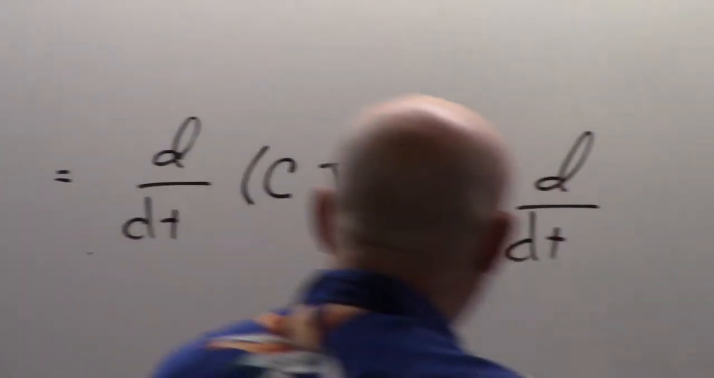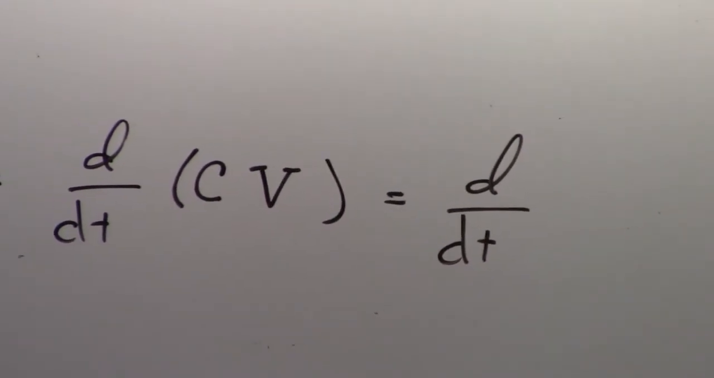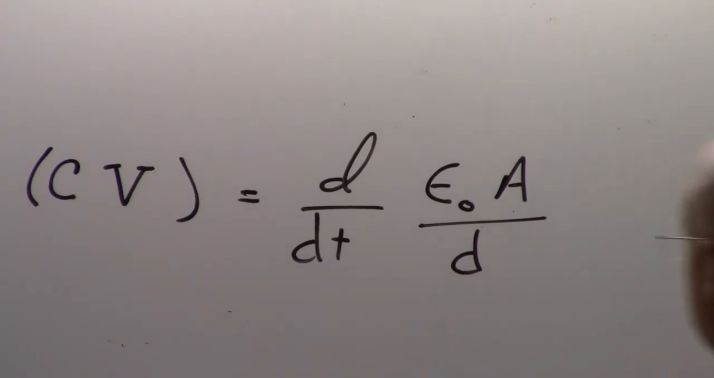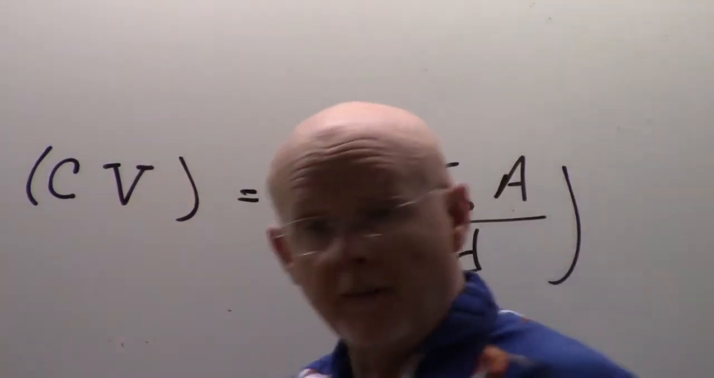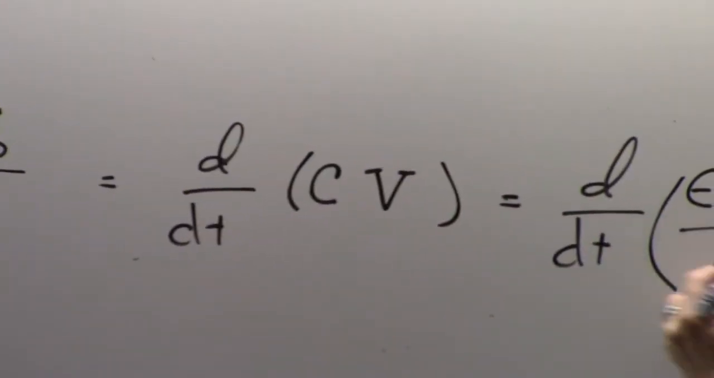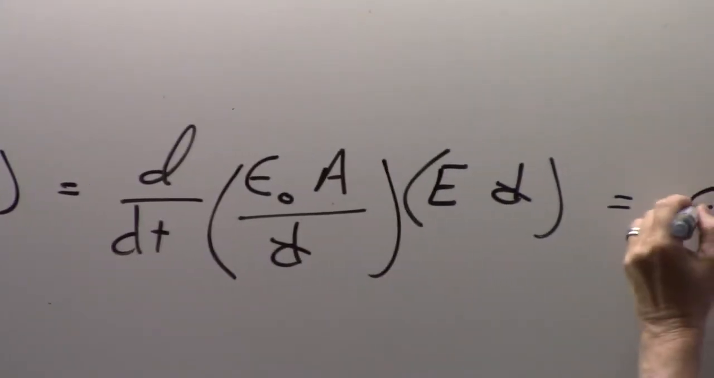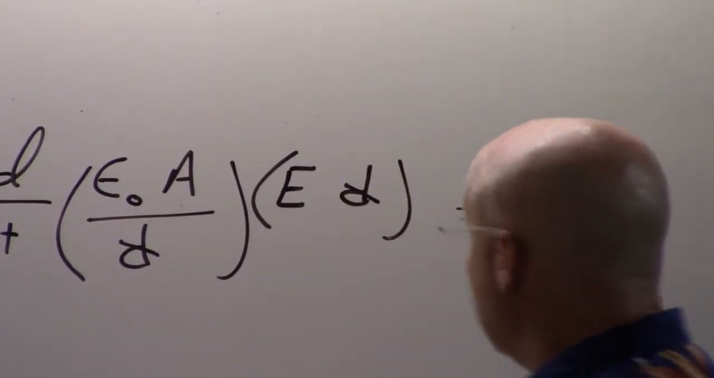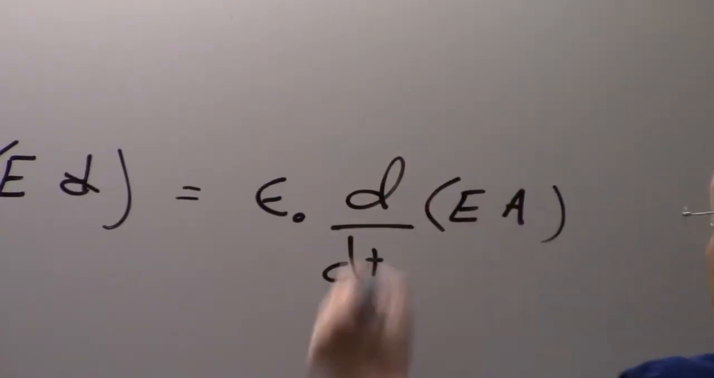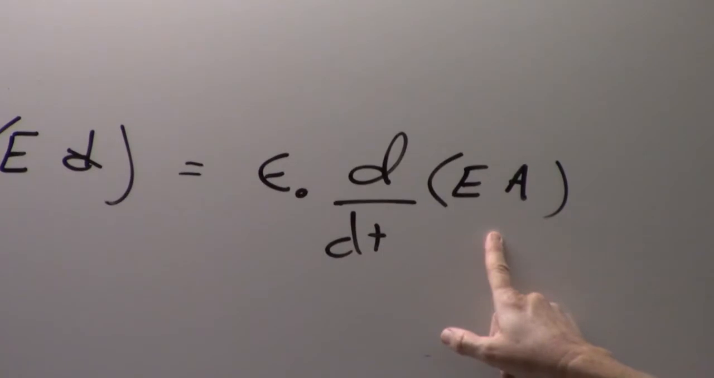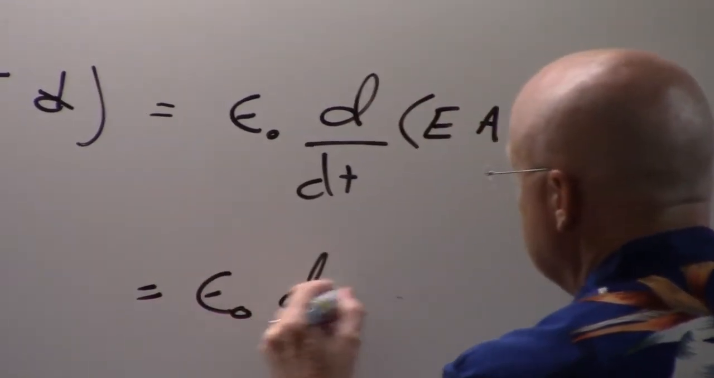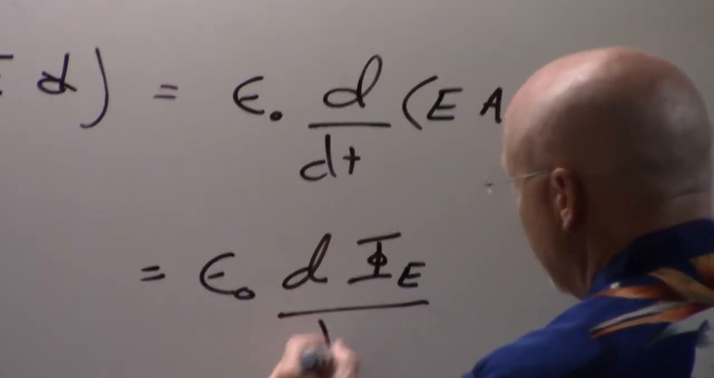If you take another step and remember, at least for the parallel plate capacitor, and that's kind of what I've drawn here, the capacitance is epsilon naught times the area of the capacitor divided by d. The voltage from our capacitor is our electric field times the distance between the plates. The two d's will cancel off. If I bring the epsilon naught, the permittivity of free space, out in front, I'm left with a derivative of the electric field times the area. That would be the flux, right? That is our definition of electric flux. If we go all the way back to Gauss's law, then this would be epsilon naught times d, and then how the electric flux changes with time.